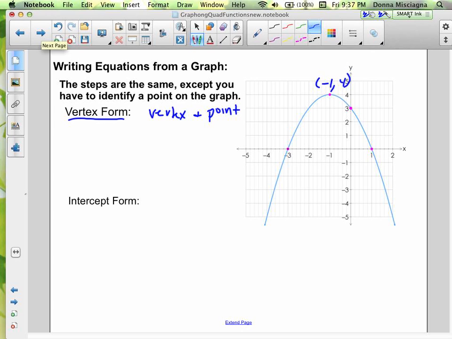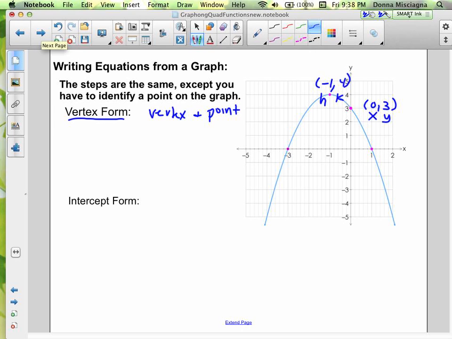And I could choose any of these points. I think I'll take 0, 3. That's a nice point. But I could also have taken one of the other points, -3, 0, or 1, 0. Let's just use 0, 3. But no, you can use any point you want. It doesn't have to be a specific point for x, y. It does for the vertex. That's got to be the vertex.